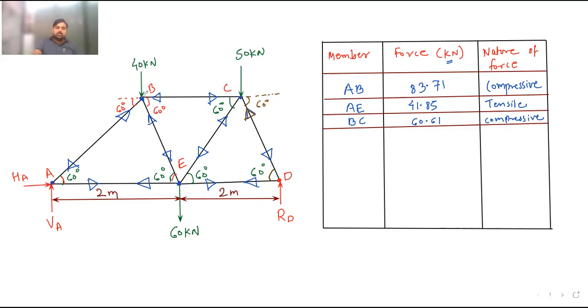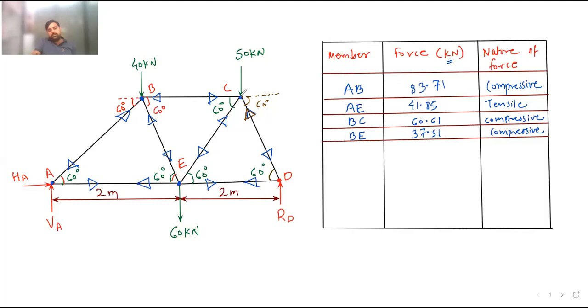Then after BC, it is BE. Okay, so BE is again compressive. What is the value of BE? 37.51. And this is also compressive. Now after BC and BE, this is also done.